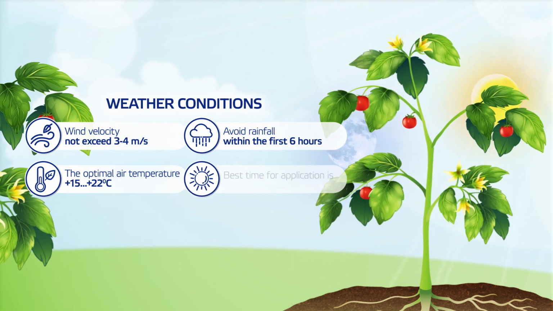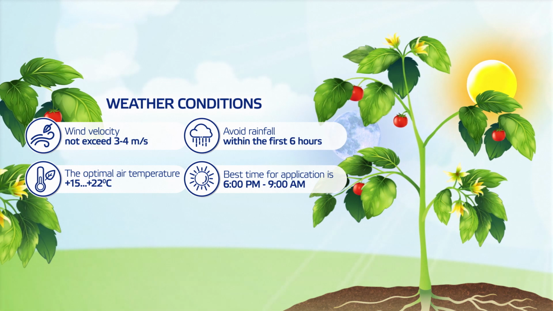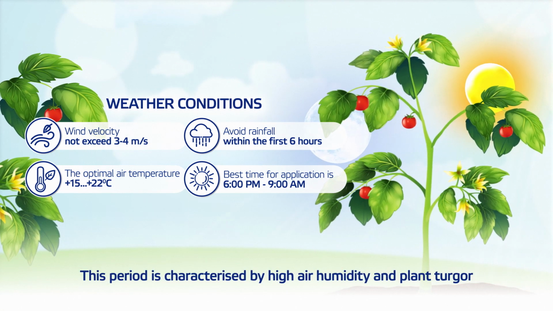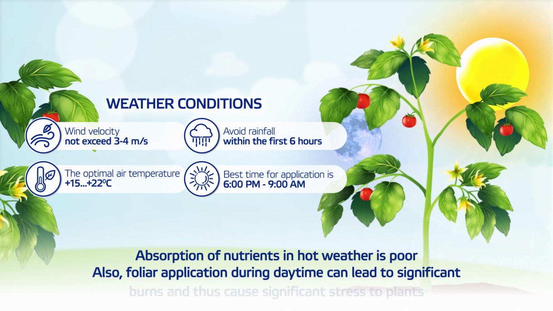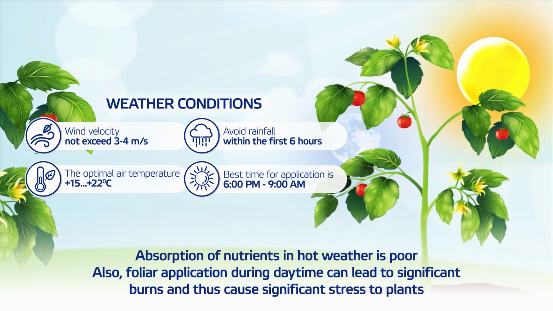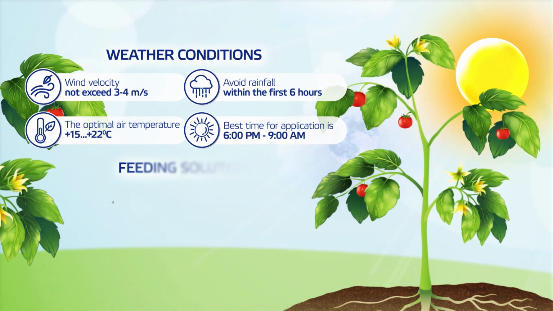The best time for foliar application of fertilizers is from 6 p.m. to 9 a.m. This period is characterized by high air humidity and plant turgor. Absorption of nutrients in hot weather is poor. Also, foliar application during daytime can lead to significant burns and thus cause significant stress to plants.